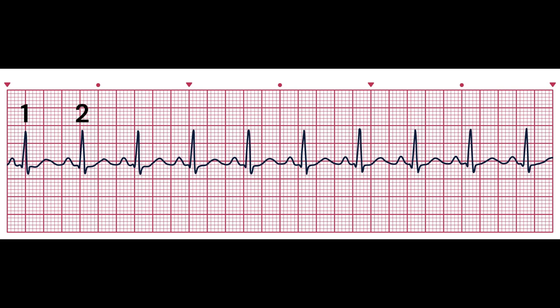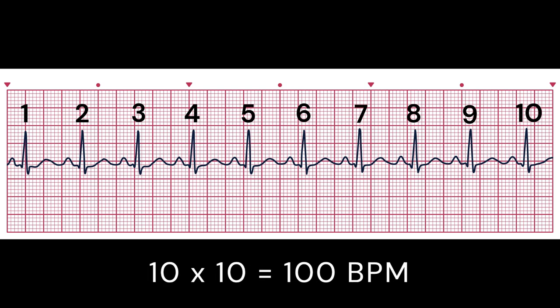The next step is to count the number of QRS complexes, the main deflection on the EKG trace, within that interval. Once you have counted the number of QRS complexes within the 6-second interval, you multiply that number by 10 to obtain the heart rate in BPM. So in this example, there are 10 QRS complexes in this 6-second strip. 10 times 10 equals 100. Therefore, this strip is 100 beats per minute. This provides an estimation of the heart rate, which is expressed as beats per minute, BPM.